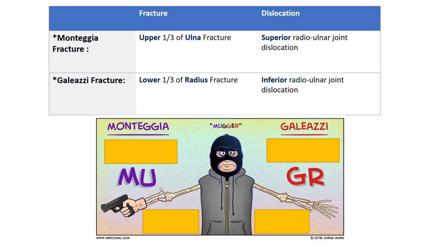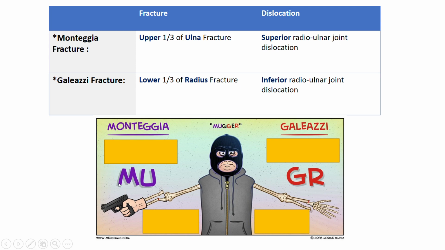Now let's add a little bit of details. We have two other fractures, which are Monteggia fracture and Galeazzi fracture. To summarize the difference between both of them, I have used this image from MedComic website to study the difference between Monteggia and Galeazzi fracture. You have to memorize the word mugger. As you can see here, this is a mugger. A mugger is a criminal. Mugger starts with MU and ends with GR.